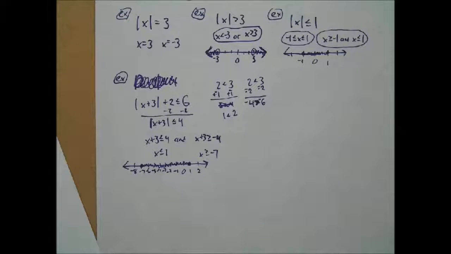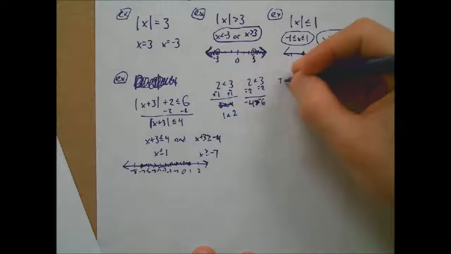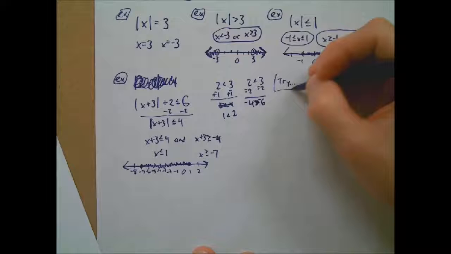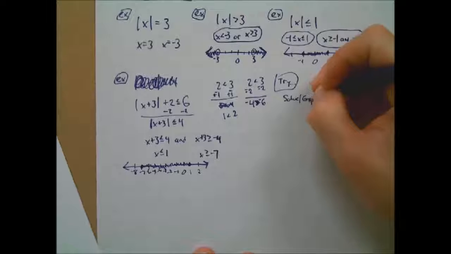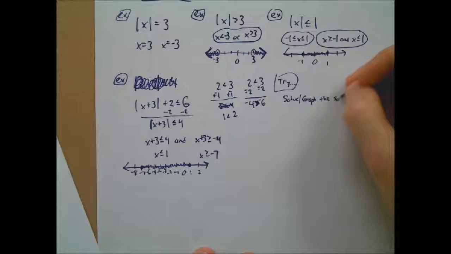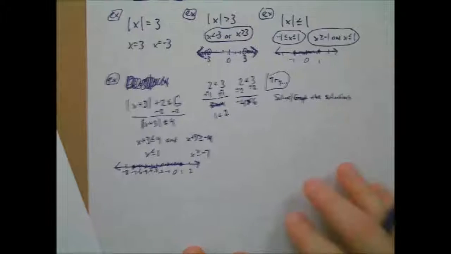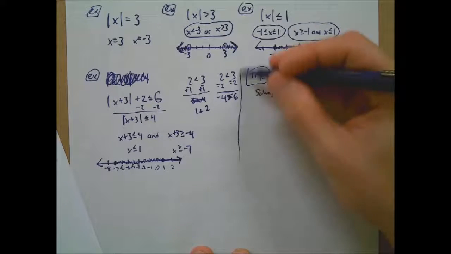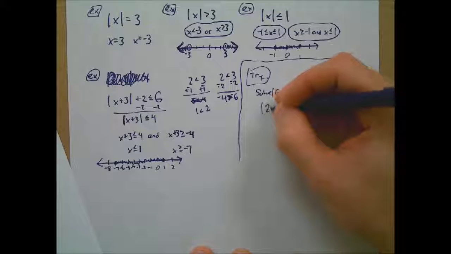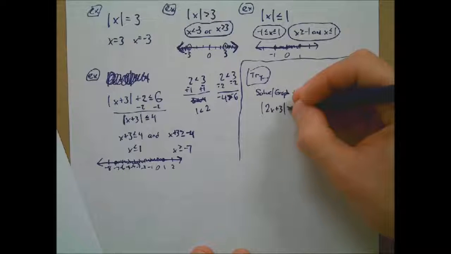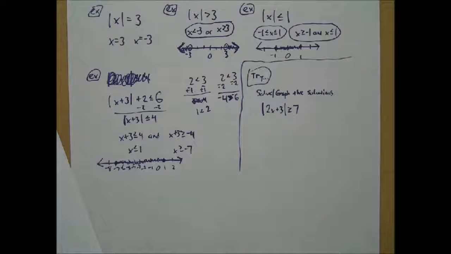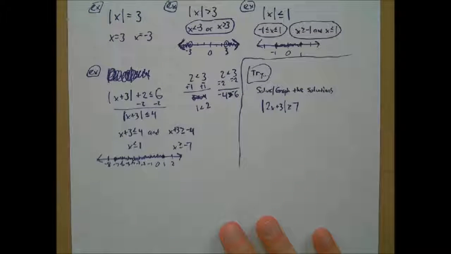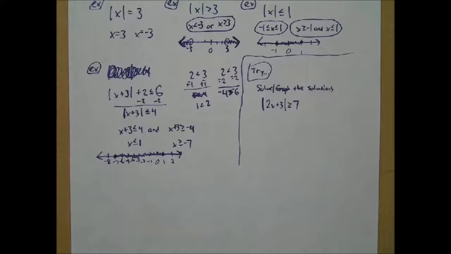All right. Let me have you guys try one here. Any questions on that, actually, before we move on? No? All right, so you guys try this. Solve and graph the solutions. I'll make some room over here. Absolute value, 2x plus 3 is greater than or equal to 7. Okay. So go ahead, give that one a try. See what you can come up with.